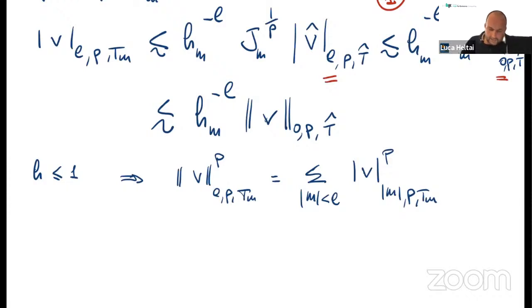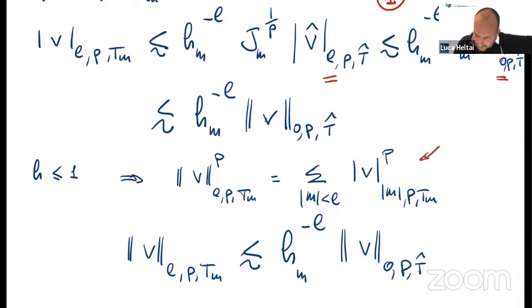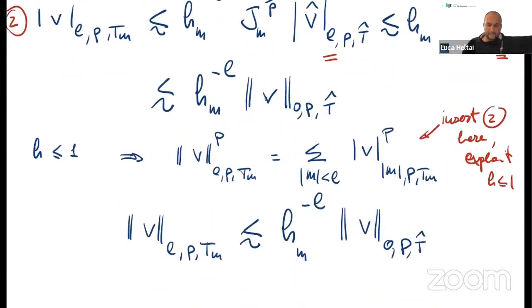Okay, so since this is the highest negative power, what we get here is that the norm V to the power P L P T M is controlled by H_M to the power minus L to the full norm V. Sorry, there's no power P here on the left anymore. And this is going to be 0 P T hat. And simply because I'm applying this as the sum, so I insert here, insert 2 here, and exploit H smaller or equal than 1. And 2 is this. Okay?